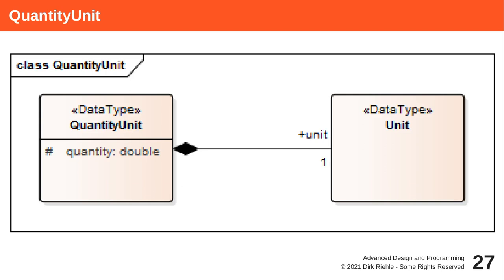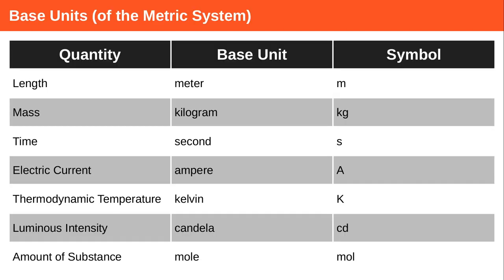We introduce a value type called quantity unit, and that has a quantity, which we decided is a double here, but that's only the quantity. We also have a unit, and that would be the SI unit, so meter and seconds to the power of 15 or not, and so forth. So how would you represent that?